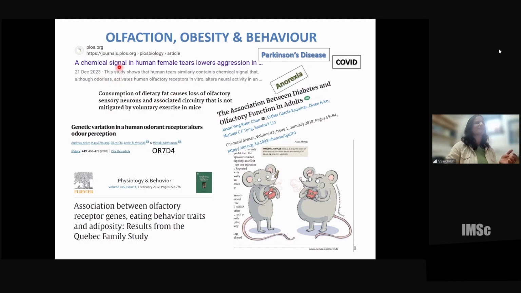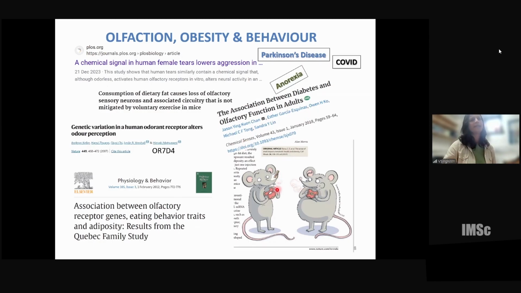For example, this study is one of my favorites: a chemical signal, especially a volatile organic compound in human females, can lower aggression in people around them. They did a really cool, innovative study to look at this. Most of the other ones are looking at how it affects health, how it affects obesity.